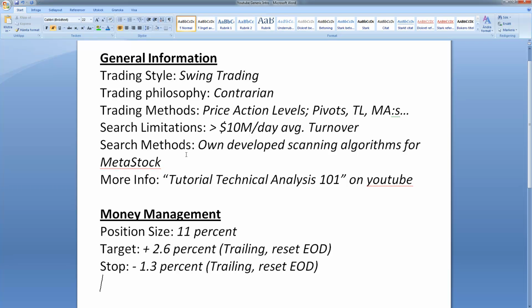I'm using the MetaStock platform. If you want to know more about the philosophy and psychology, and how price action levels work, please look at my tutorial video on YouTube. Regarding money management, I have a position size at the moment of 11%. I have a target of 2.66%. That's a trailing target, reset end of day. I have a trailing stop of minus 1.3%, also reset at end of day.